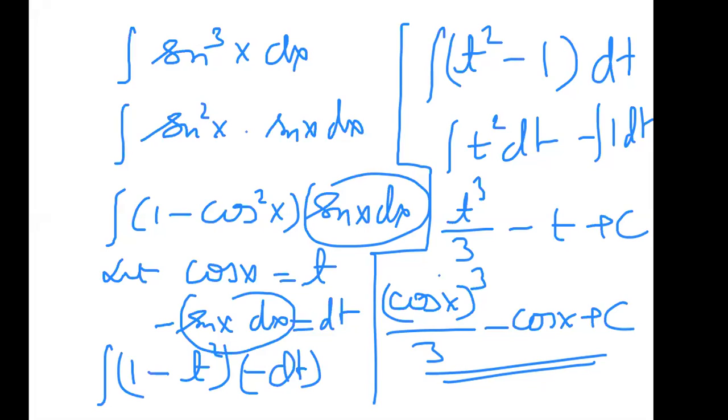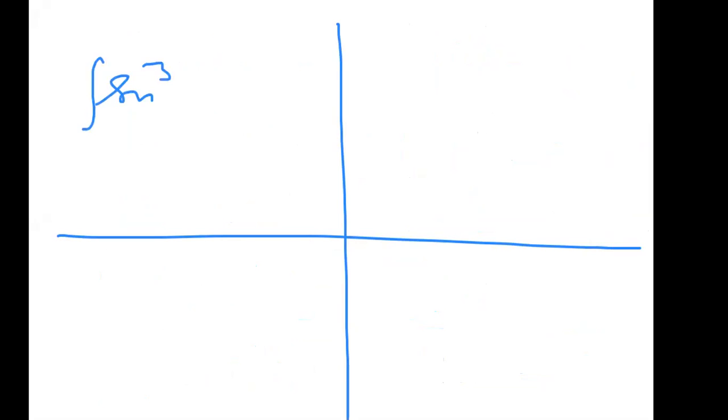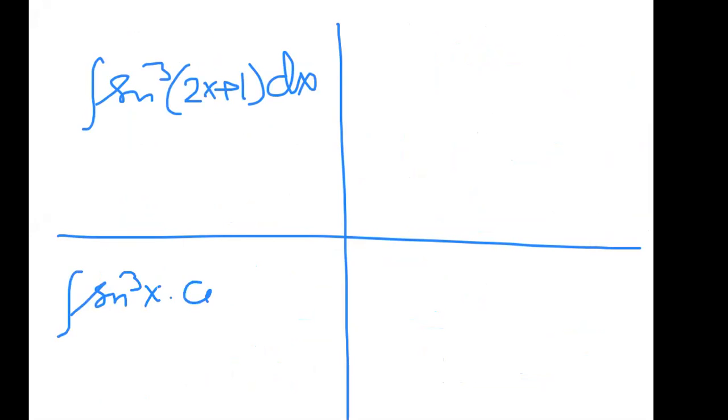Some questions for you, these questions you will be doing at home. So let us copy these questions. You are doing mainly questions from NCERT, but few questions you can do, which I'm giving you. Integral sine cube, this I have given you, but now it will be 2x plus 1 dx. This you need to solve. Integral sine cube x into cos square x dx. This question you need to do.